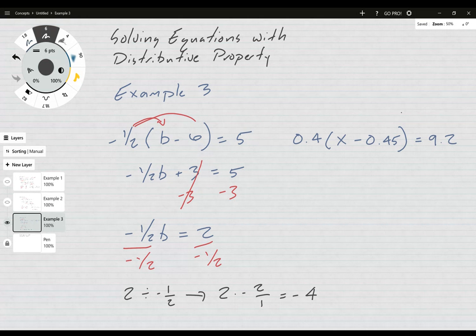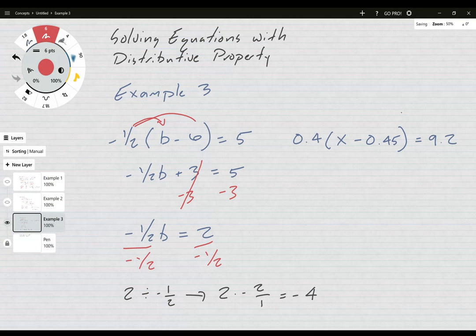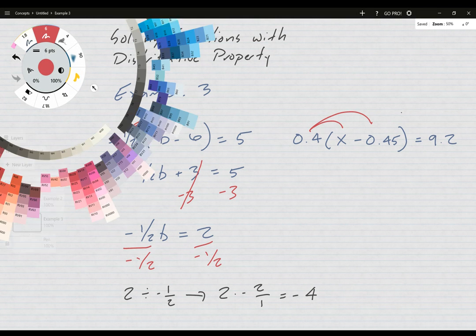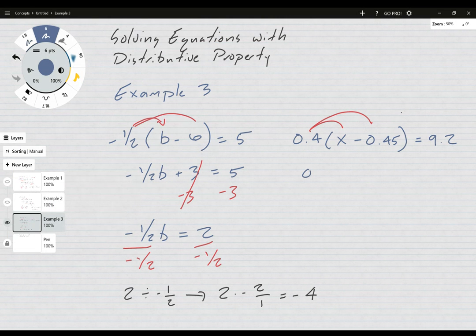Let's look at another one. Now we have decimals. So we have 4/10 multiplied by (x - 45/100) equals 9 2/10. So again, I need to distribute my coefficient into each term. It's multiplication. So 4/10 multiplied by x is 4/10 x, so 0.4x.